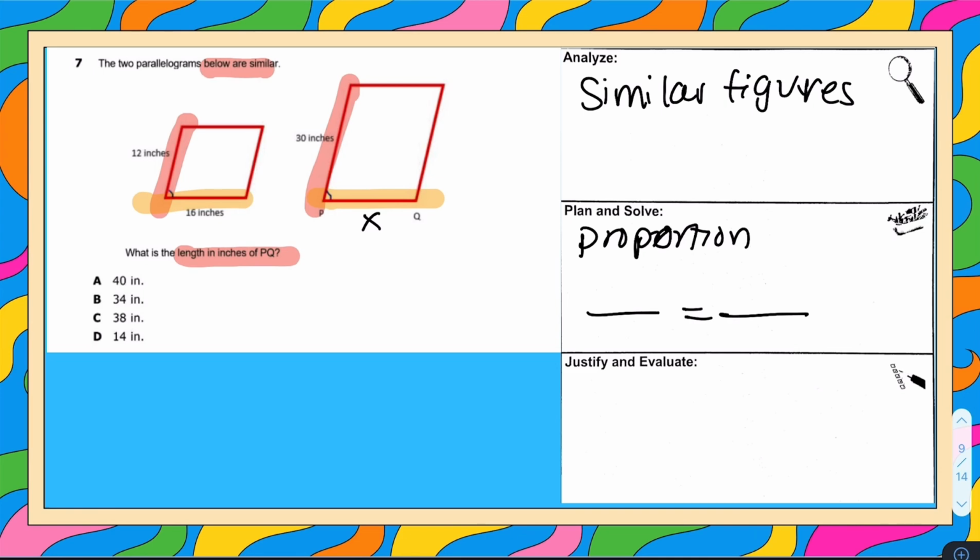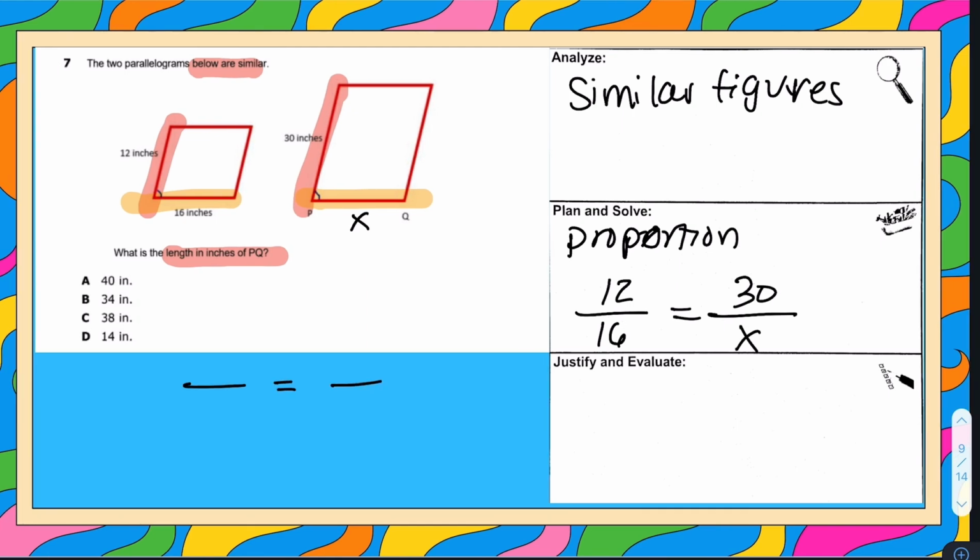So I'm going to put the smaller parallelogram on my left proportion, 12/16, because I'm using adjacent sides. You could do it with corresponding sides. Whichever way you would do it, it'll work out. And 12 corresponds to 30 because those are the red sides. And 16 corresponds to X because those are the orange sides.